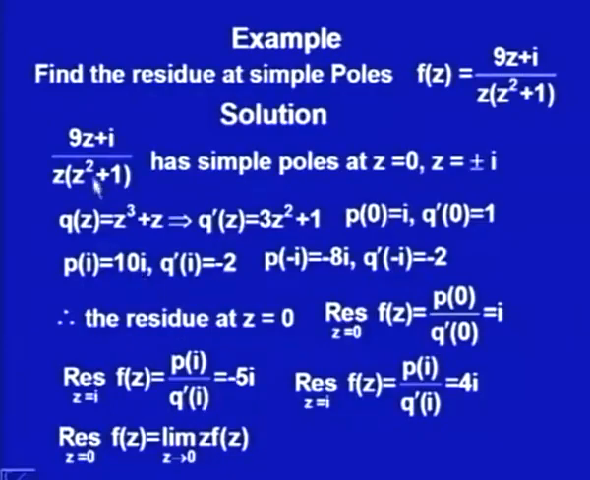If I write z times f(z), I would get (9z + i)/(z^2 + 1). Taking the limit as z approaches 0 is much simpler: as z is 0, I would get i in the numerator and 1 in the denominator. So, it is i. Similarly, for the others you can find it out.